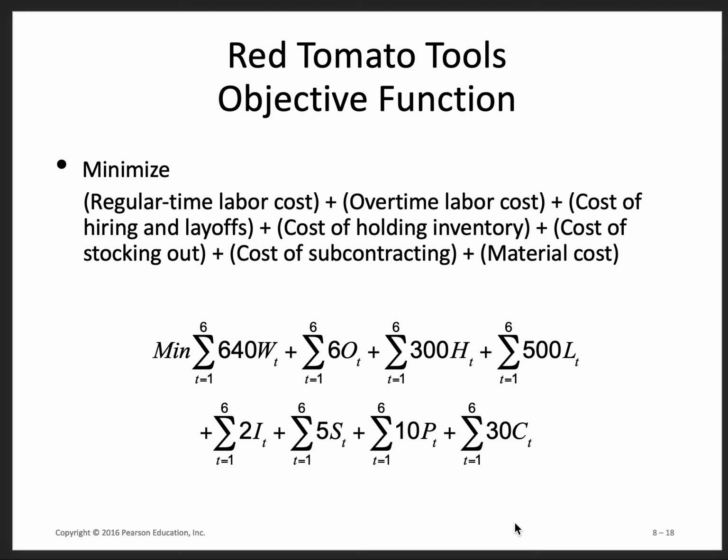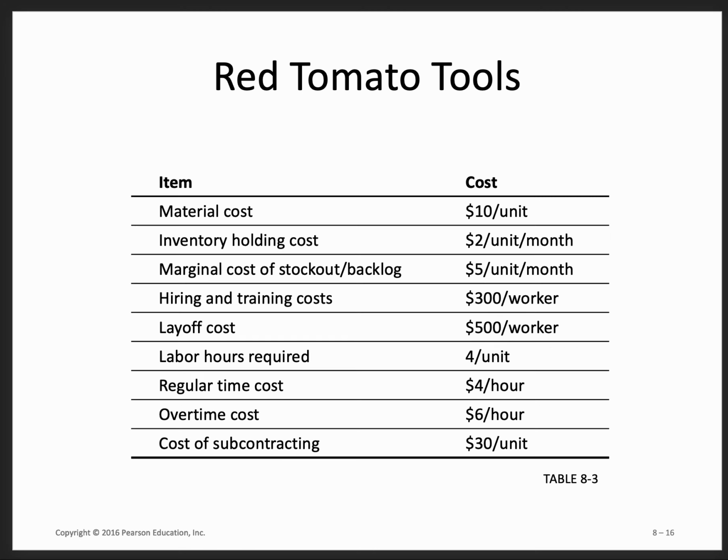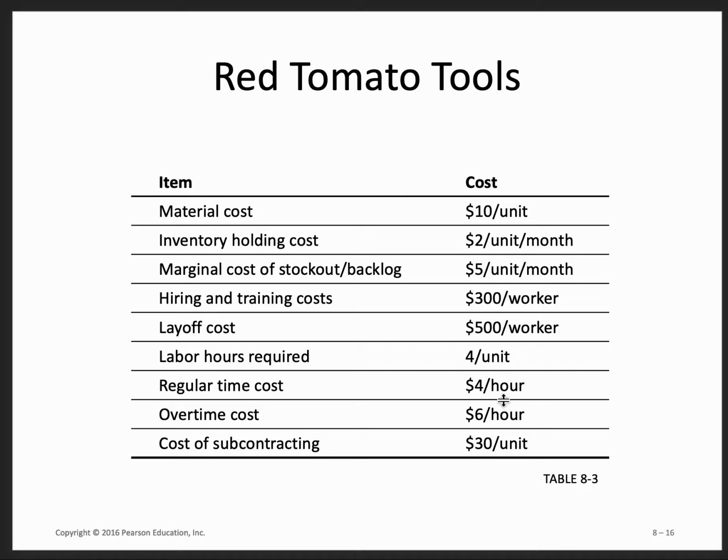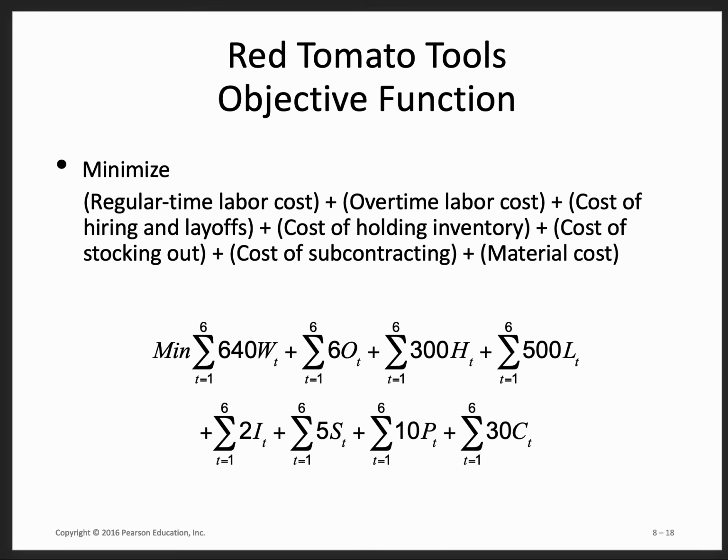And we can write it this way, because we know the parameter values from here. We can write the objective function this way. So WT is the number of workers that you have in a month. Each worker is going to work for 160 hours in a month, and each worker is paid $4 an hour. So 160 times 4 is 640. That is where this number comes from. So essentially, you're paying your workers $640 a month.